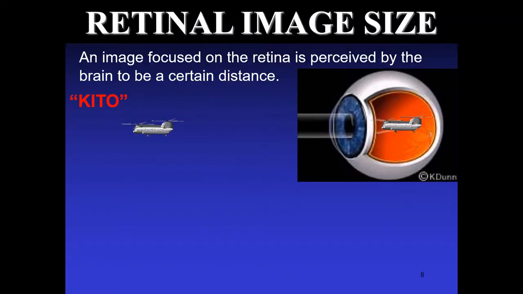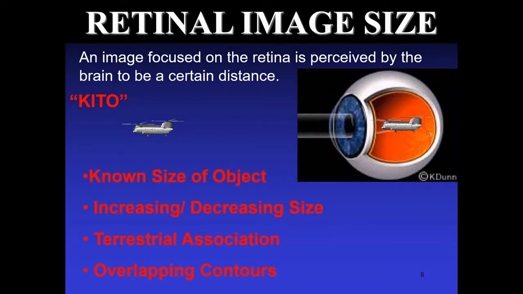And then the next major topic area that you have is retinal image size. An image focused on the retina is perceived by the brain to be of a certain distance. In other words, if it's small on the retina wall, it's probably far away. If it's large on the retina wall, it's probably very close up. With that, you have four subcategories. The first is the known size of an object, increasing, decreasing size, terrestrial association, and overlapping contours.